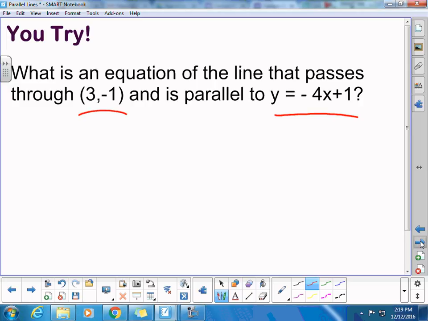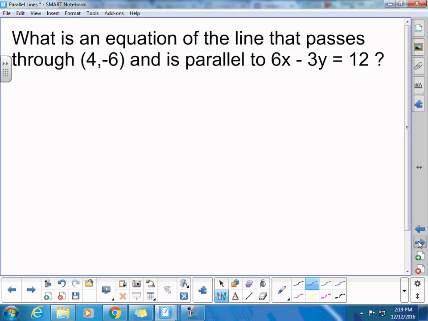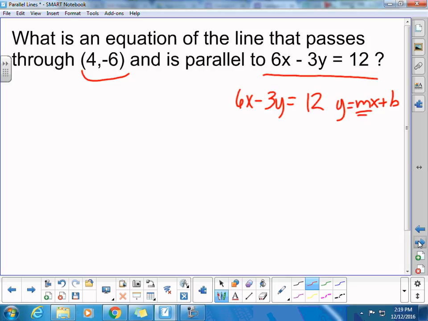To use the point-slope formula, y minus y1 equals m times x minus x1. What's the equation of the line that passes through this point and is parallel to this? Well, there's a problem there because I need the slope in order to do this. So I'm going to have to find the slope of this line, 6x - 3y = 12. Remember, to find the slope, I want it in slope-intercept form, so I can get that slope right there.